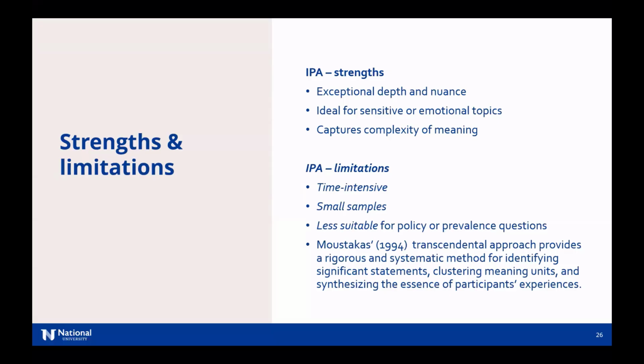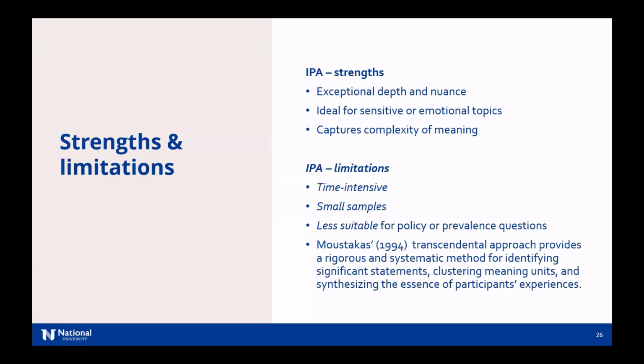You can actually have 3 or 4 people in your sample, whereas for a case study, you'd need way more than that. Again, we're not going to be going so much into sampling now, but there are guidelines for each of the different research designs in qualitative analysis. IPA is less suitable for policy or prevalence questions.